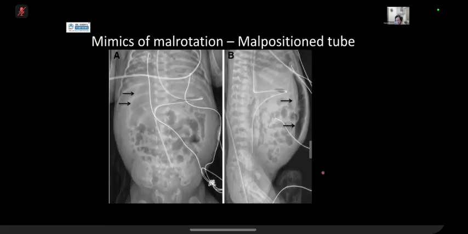So unfortunately, there's also another one. This one also looks very similar, but there are things to look out for, which is this is a malpositioned tube. So very, very similar. Which is why the history is very important, and also constant discussion with the surgeons.